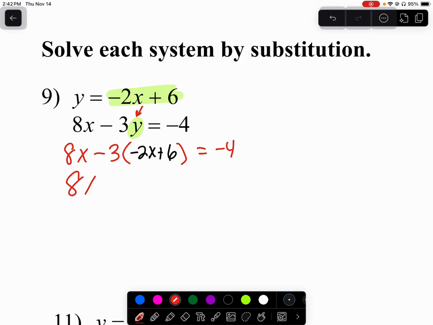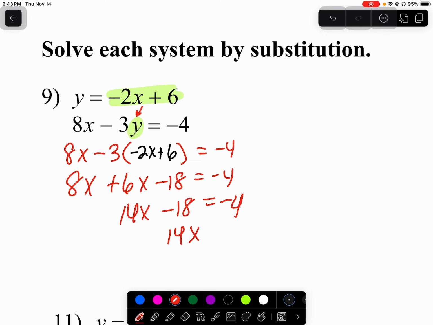And so we get 8x plus 6x minus 18 equals -4. 14x minus 18 equals -4. I'm going to add 18 to both sides. I get 14x equals 14, or x is 1.